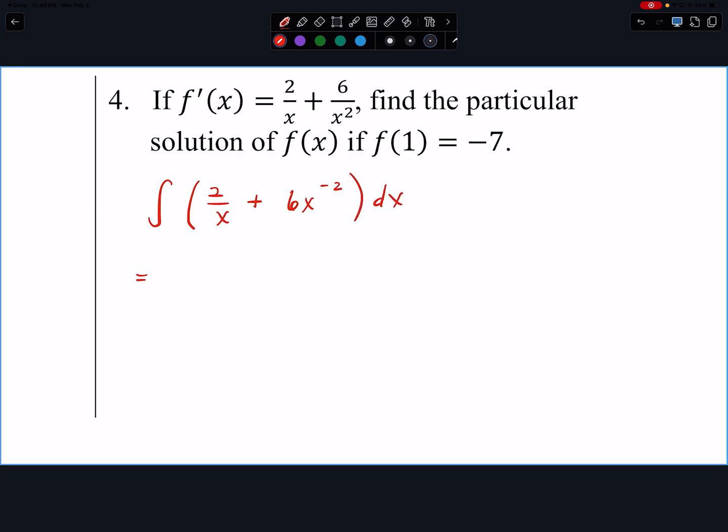So if I integrate 2 over x, what do I get? 2 times the natural log. Yes, 2 times the natural log of the absolute value of x. Okay, plus 6x to the negative 1 over negative 1 plus c.